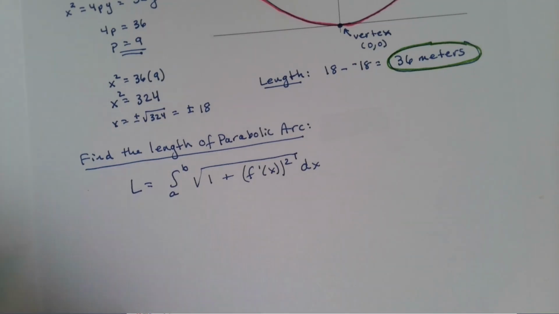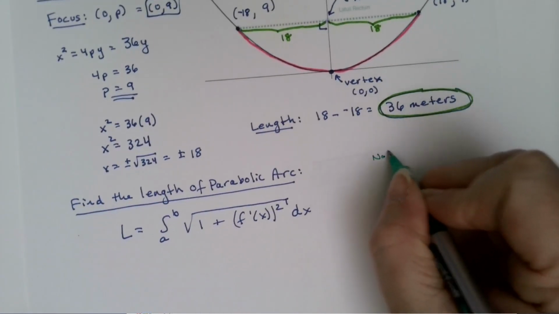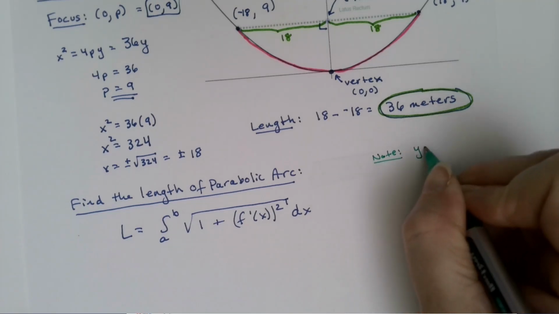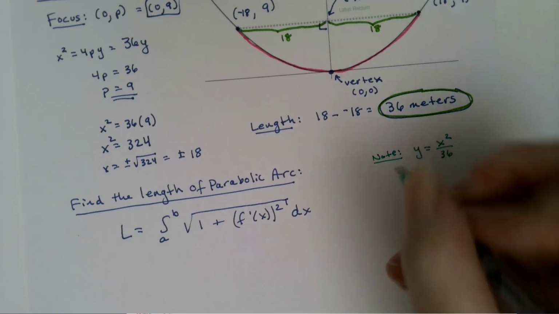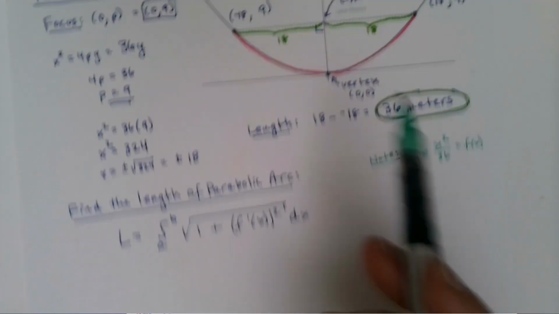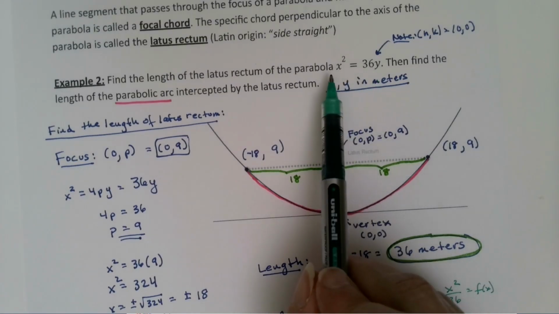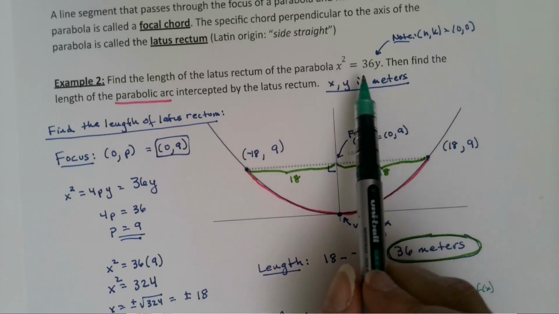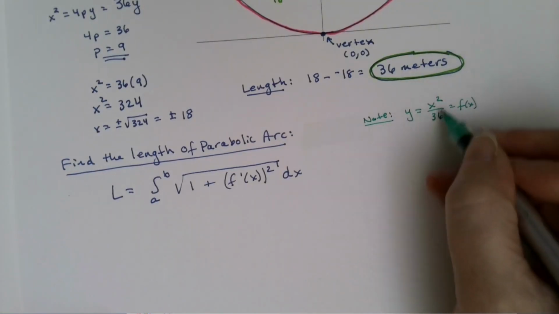Okay, so I need to solve my original equation differently, right? So I need to say that y is equal to x squared over 36. And therefore, this is my function of x. Because the way it's originally written, it's not really a function in anything. It's not solved for y, nor is it solved for x. It's just kind of sitting there. So we have to solve it for y, but as a function of x.